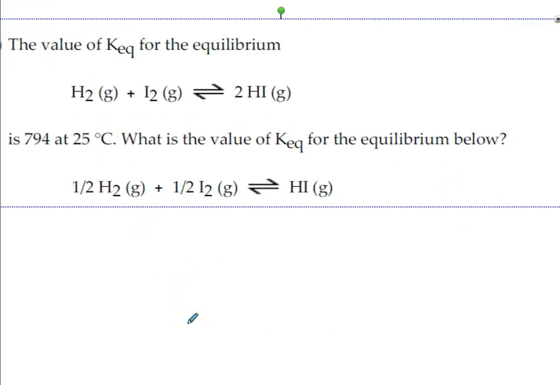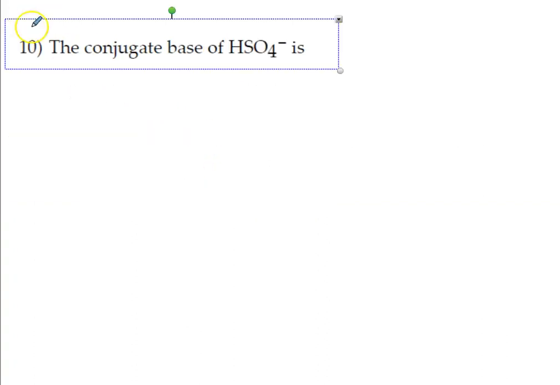This one is also off of the last test. KEQ for the forward is that. What is it for the reverse? It's 1 over that. Okay? Not negative 794, though. The conjugate base of H2SO4, HSO4 minus is, so remember that?